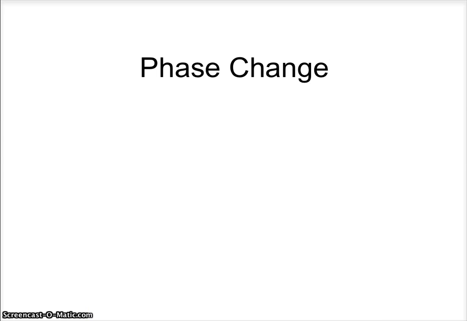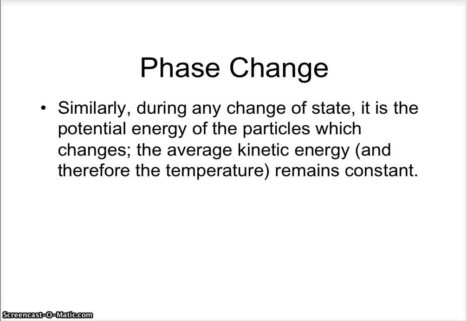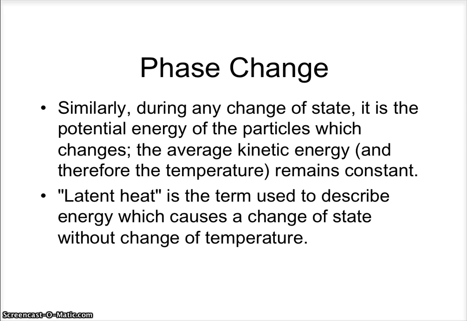So now, whenever there is a change in phase, the energies of the particles will change, but the average kinetic energy, which means temperature, will remain constant. So what happens now is that the amount of heat energy that's going in during a phase change, we call that latent heat. And latent itself means dormant or inactive. And we use that to describe how the energy is going in and doesn't have any apparent change to the object's temperature. But in reality, it changes the state of the substance.